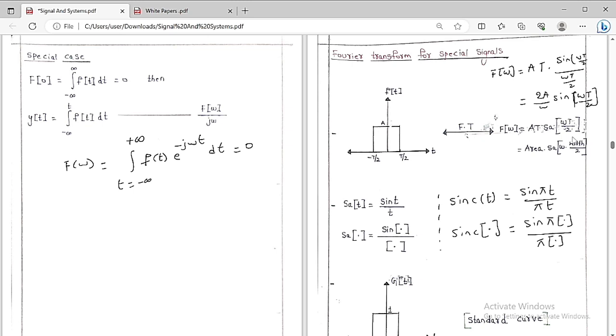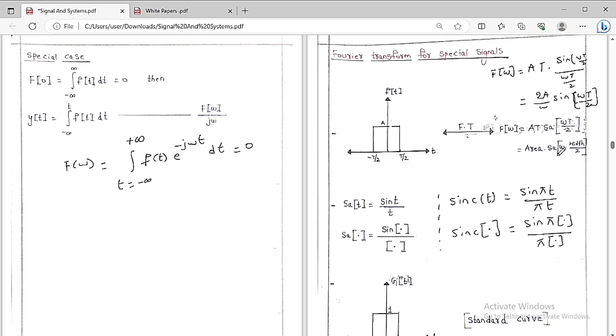So this is what I am trying to tell you. If you simplify, finally you are going to get 2a by omega into sine of omega t by 2. So this is the Fourier transform for this signal. But you have to remember the standard formula, which is the Fourier transform is equal to area into Sa of omega into width by 2. Here the area is A t and the width is t.